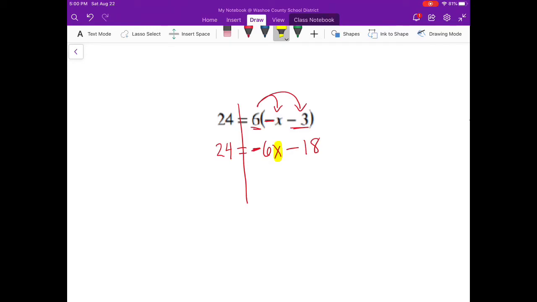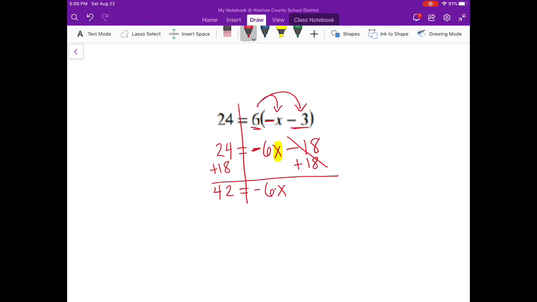You're trying to get x by itself, so I'm going to get rid of any plus or minus first. I'm going to add 18 to both sides. It's going to get rid of it on this side, which means the only thing left over is going to be negative 6x. Okay, and then I'm going to add here.